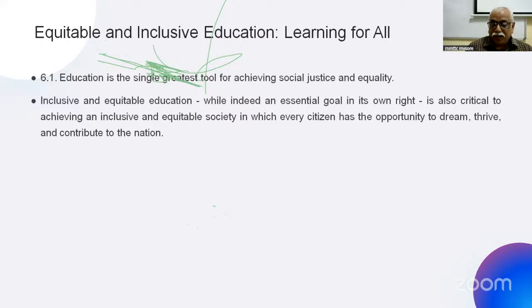One is inclusiveness and equity. The policy believes that education is the single greatest tool for achieving social justice and equality. Okay, it is only through education that we can achieve social justice and equality. And these two terms, social justice and equality, are in the preamble of our Constitution of India. So we should try to achieve them. How do we do that? The policy is emphasizing that it cannot be done by any other means. It can be done only by providing education to them.